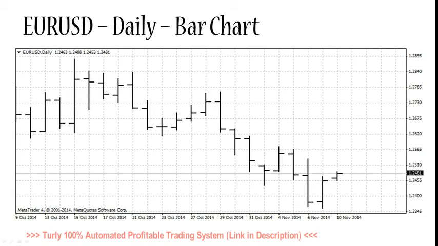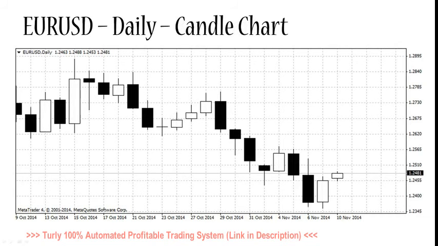And now I'll change this bar chart into a candle chart, and you should decide for yourself which one you like more. So there's a candle chart. The filled bars are the bearish bars, the hollow bars are the bullish bars, and it's actually a matter of personal preference whether you like the bar charts or the candle charts more. Some people use candle charts, some people use bar charts. It all depends which one is visually more plausible to you.